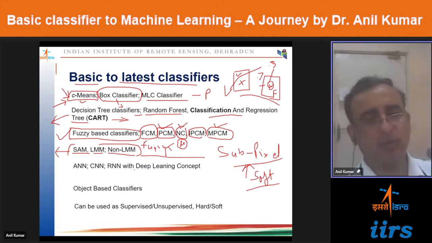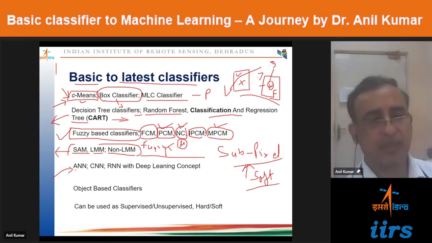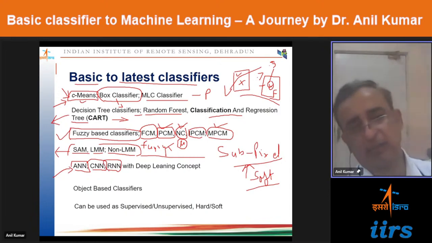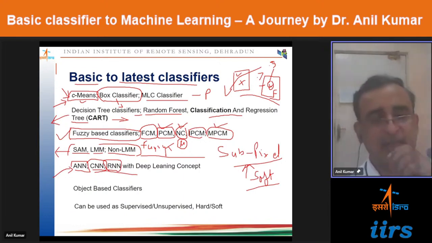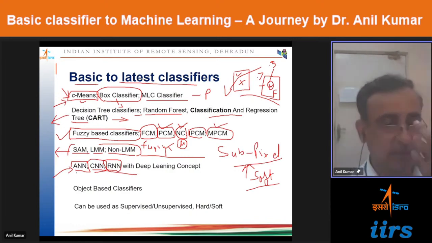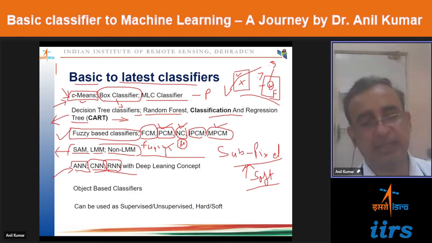Then further, you have learning based classifiers like ANN, artificial neural network, then CNN, convolutional neural network, and RNN, recurrent neural network, with the deep learning concept. In the last 5 years, you can see deep learning models, CNN and RNN, used more extensively, which are very simple and very basic. You can have hybrid modified versions of these. Before that, ANN was used for so many decades, but in the last 10 years, the deep learning concept has come as a modified version of the ANN model.